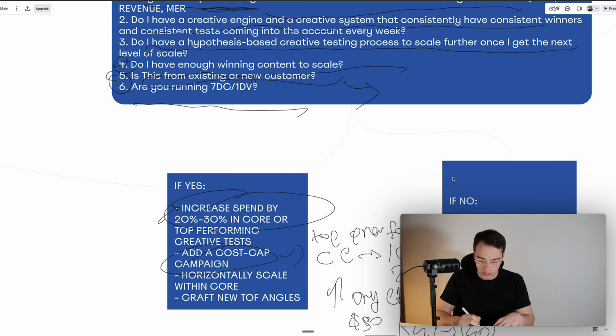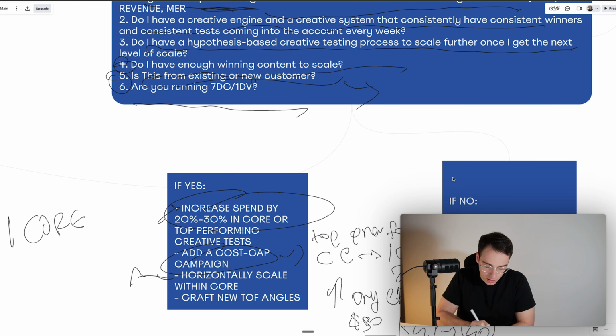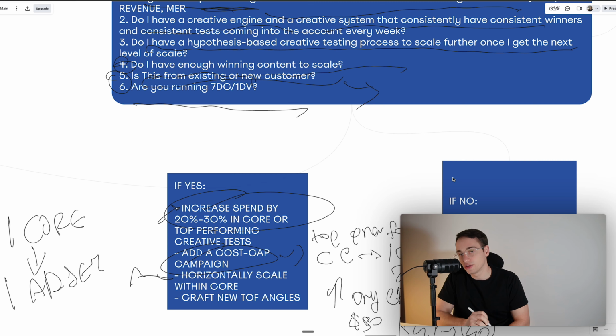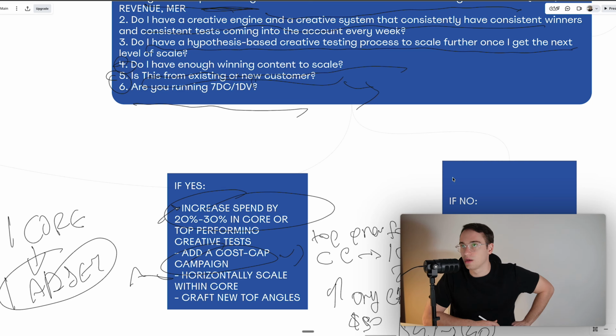Now, you can also scale horizontally within the core campaign, which essentially means you have one core campaign and one ad set with all the winners. Once you start scaling and you have a decent creative engine, you should have winners coming in weekly or at least bi-weekly. So in theory, that one ad set is going to have this amount of spend, and probably a couple of ads get all the spend. So then you're like, okay, I want to start scaling some of those winners that have just emerged from my creative testing.